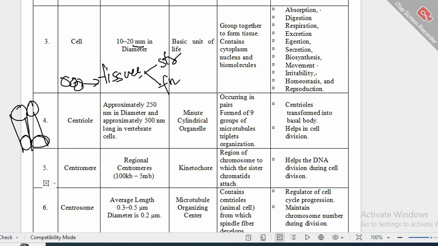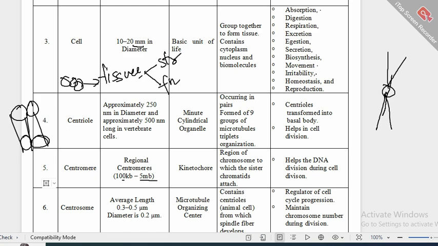Next is centromere. Centromere, or kinetochore, is the region of the chromosome to which sister chromatids are attached. Regional centromeres are a size of 100 kb to 500 MB. It helps the DNA during cell division. From this point only, DNA will get divided. So it is helping the DNA division during cell division.